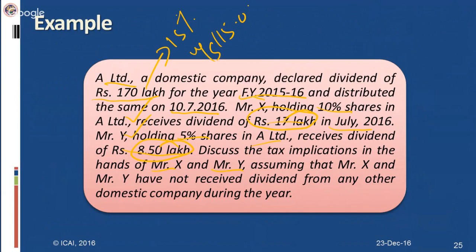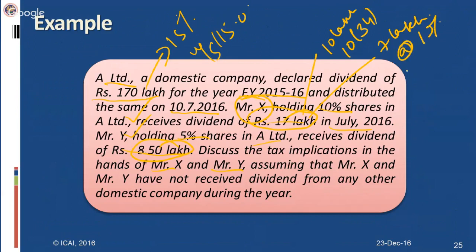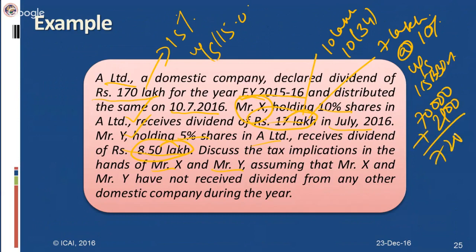Now Mr. X, normally till last year, the entire amount he received, 17 lakhs, would have been exempt from tax under section 10(34). But this year because of 115BBDA, only 10 lakh will be exempt under 10(34). The balance 7 lakh will not be exempt. It will be subject to tax at 10% under section 115BBDA. So it's 70,000 plus 3% cess of 2,100. It will be 72,100 in the hands of Mr. X.